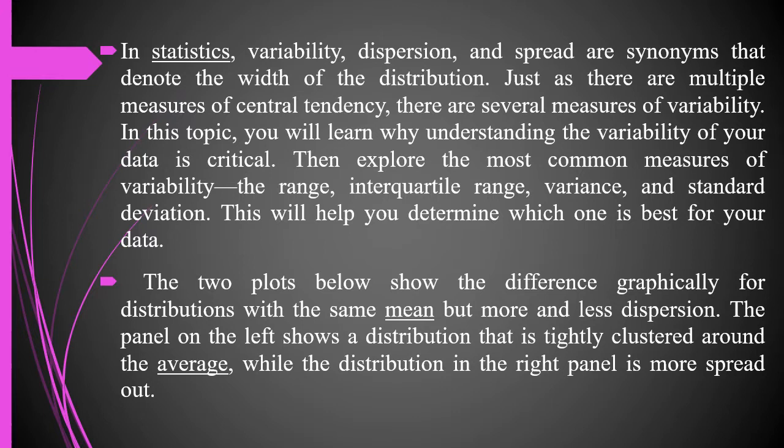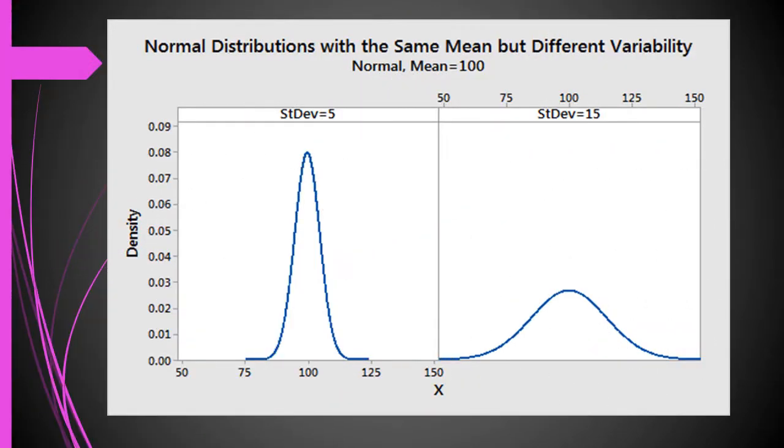The two plots below show graphically distributions with the same mean but more and less dispersion. The panel on the left shows a distribution that is tightly clustered around the average, while the distribution in the right panel is more spread out. So this is the graph wherein it shows the difference between the two deviations.